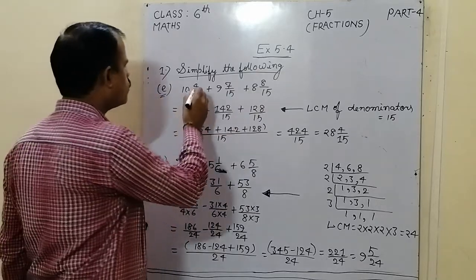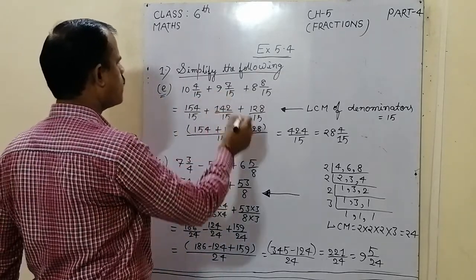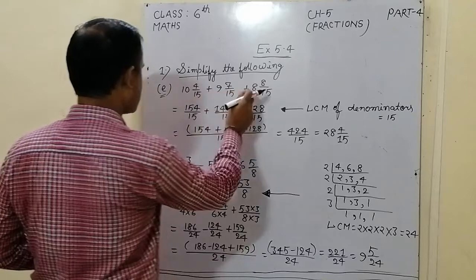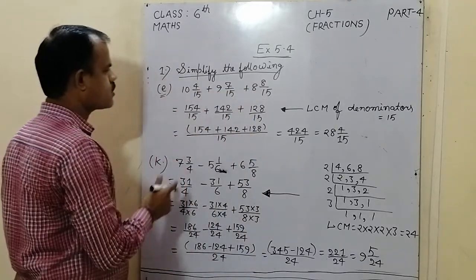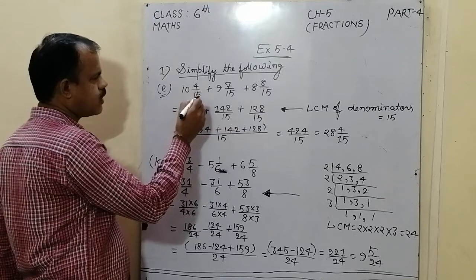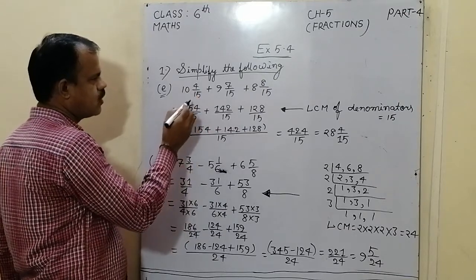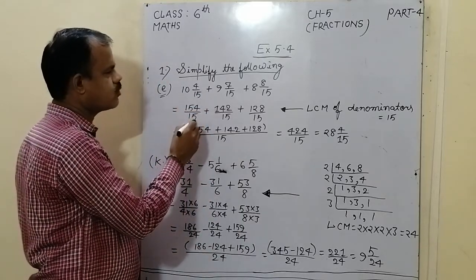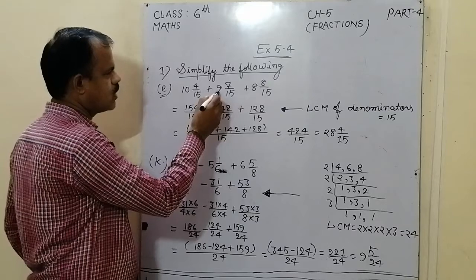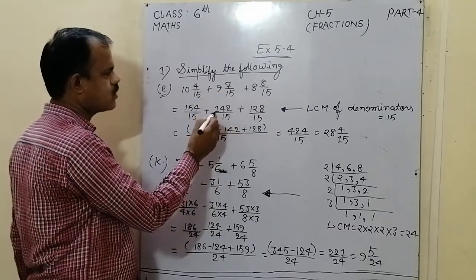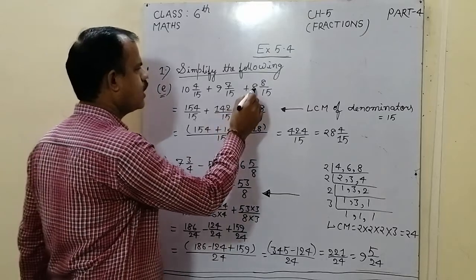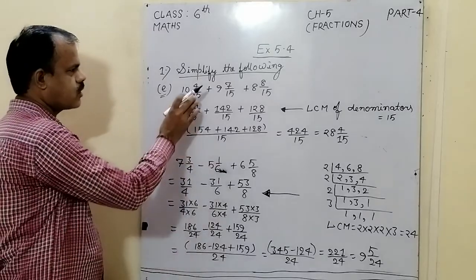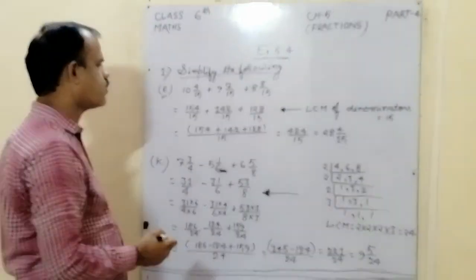Part E: 10 whole 4 by 15 plus 9 whole 7 by 15 plus 8 whole 8 by 15. Firstly we have to convert these mixed fractions into improper fractions. So 10 whole 4 by 15 becomes 154 by 15. First we multiply 10 into 15, that is 150, plus 4, 154 by 15. In this way 9 whole 7 by 15 becomes 142 by 15, and 8 whole 8 by 15 becomes 128 by 15. So the first step is to convert the mixed fractions into improper fractions.